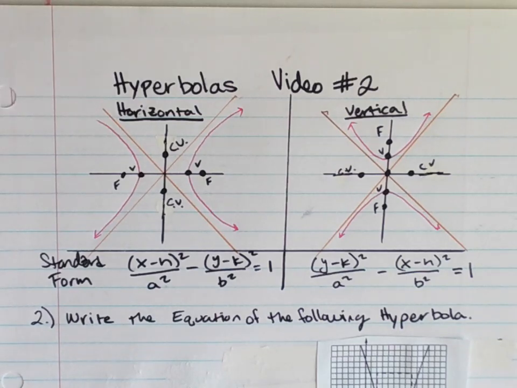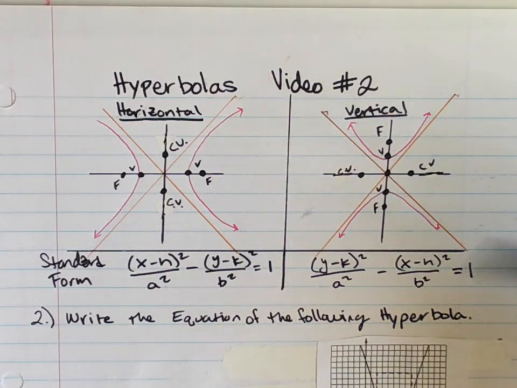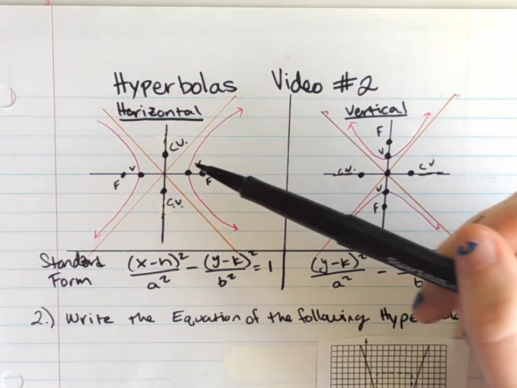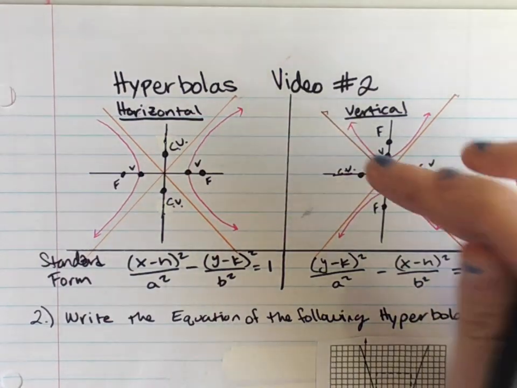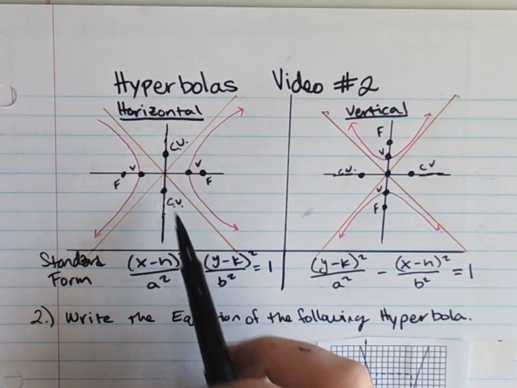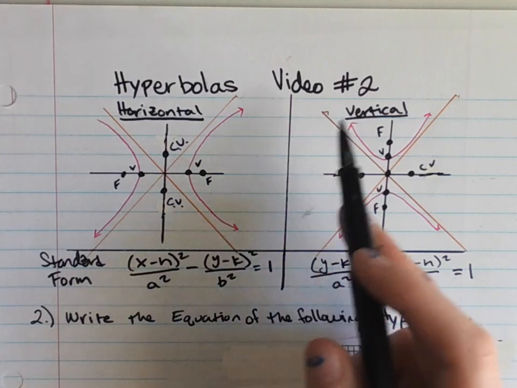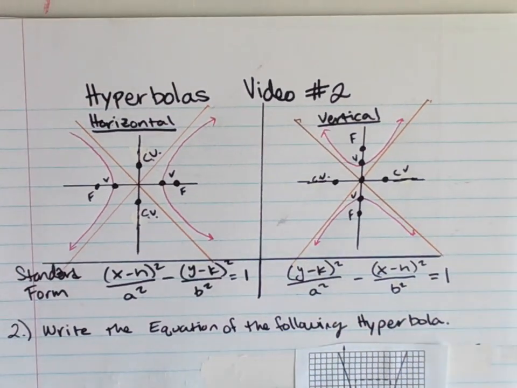Okay, so this is video 2 for the hyperbolas. I just wrote these two pictures up here again just so we can keep referring to them, so we know where the co-vertices and vertices and foci are all located for each horizontal and vertical. Gentle reminder that when it's horizontal, the x is listed first. If it's vertical, the y is listed first. So be careful you don't flip-flop those.